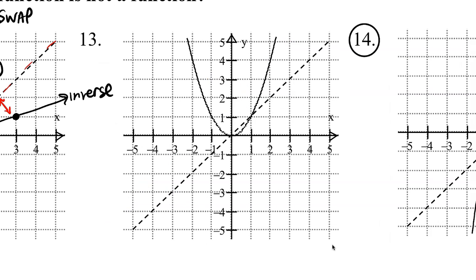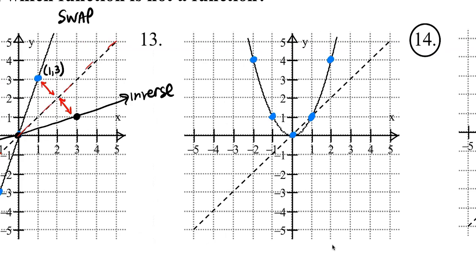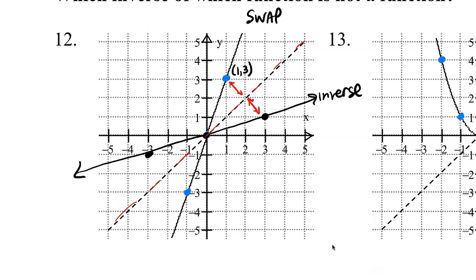Number 13, again, I'd find some representative points. We have (0, 0), (1, 1), and (2, 4). And then we have some points on this other side. Oh, by the way, on the first one, I had asked whether this inverse is a function. That's a function. If you have the black line, you can see it passes the vertical line test, right? Any vertical line will only hit one place in that function. But you can tell from the original function: if the horizontal line test is passed, which it is for this original line, then its inverse is going to be a function.